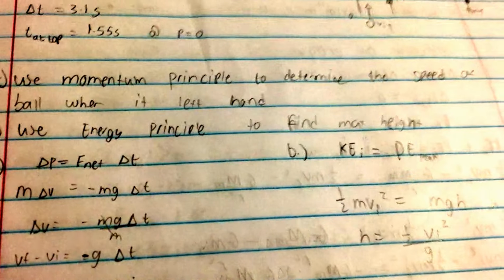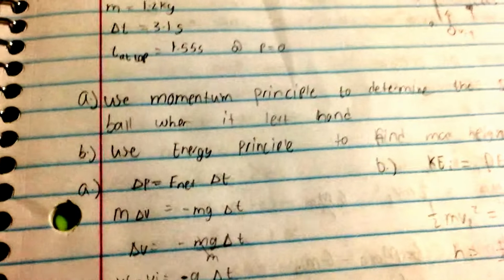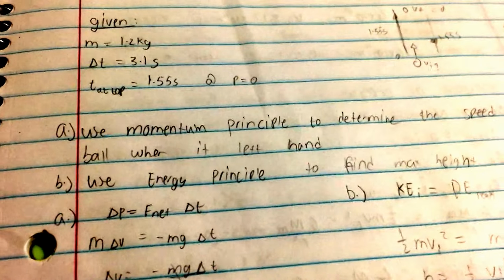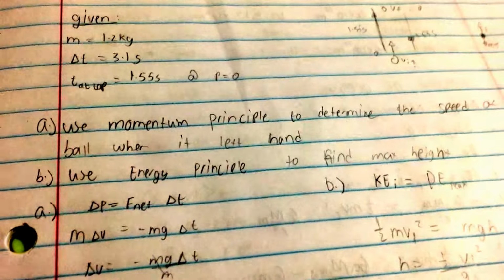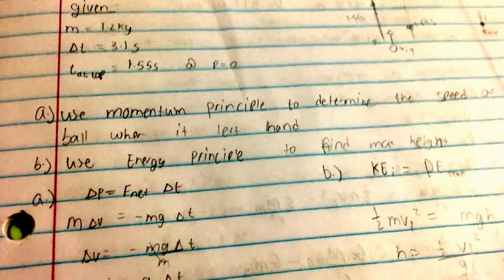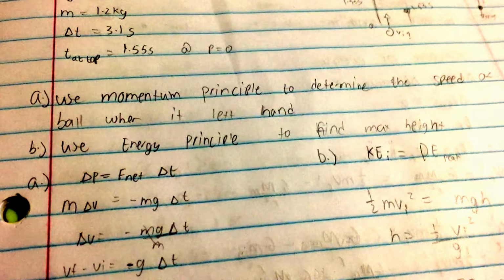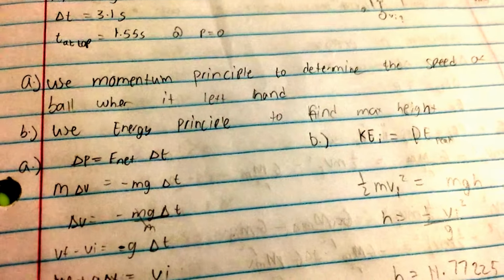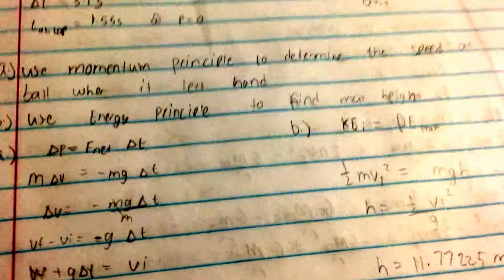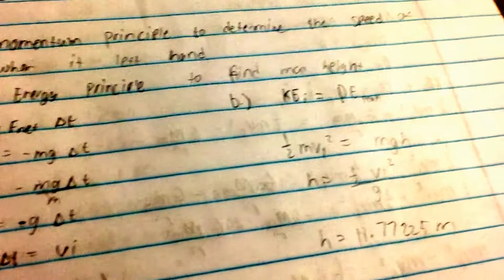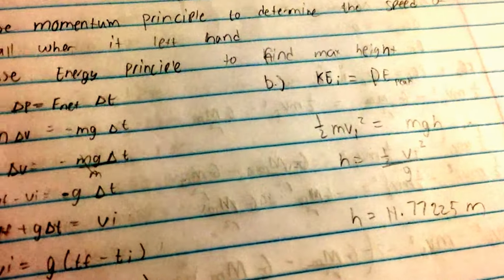So to find the speed of the ball, I told you to use the momentum principle, which in this case makes sense because the time is given. Usually in most scenarios where the time is not given, you have to use the work energy principle. So because time is given, it told us to use the momentum principle.